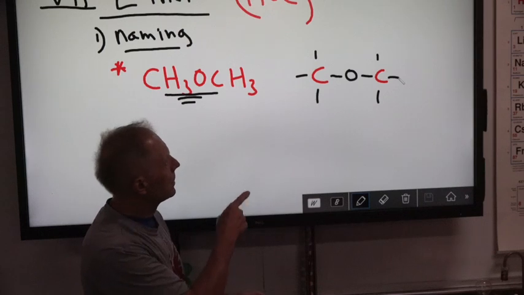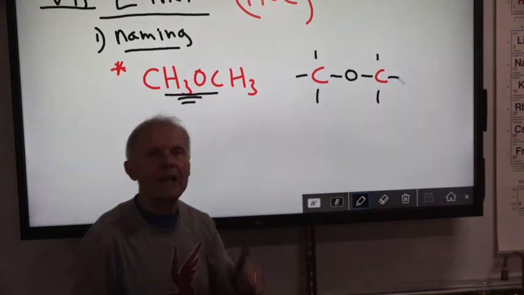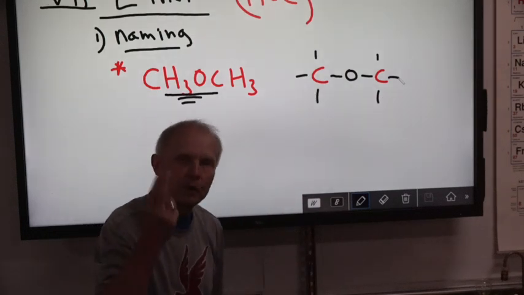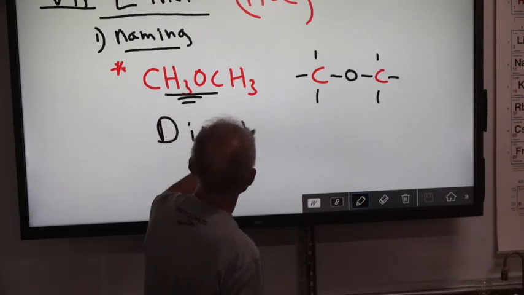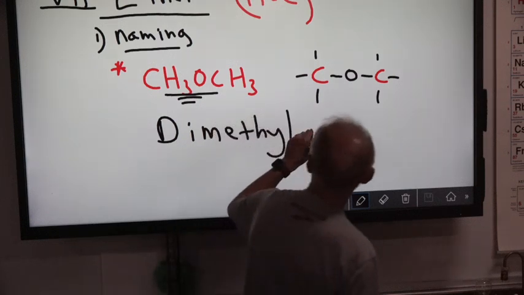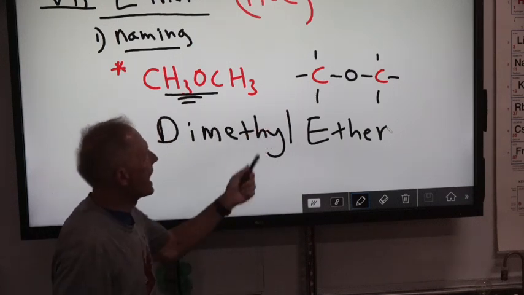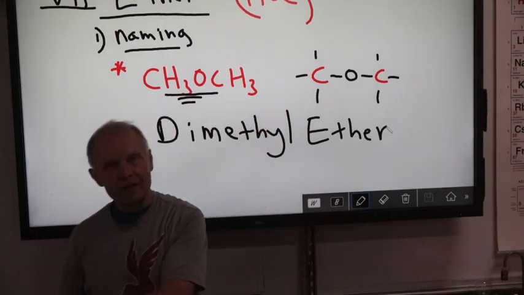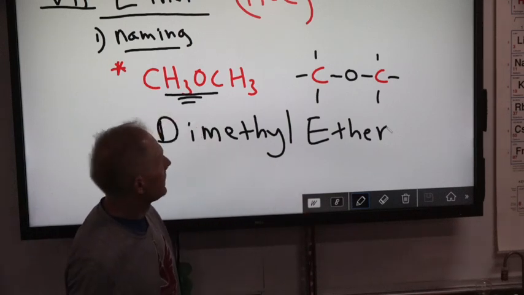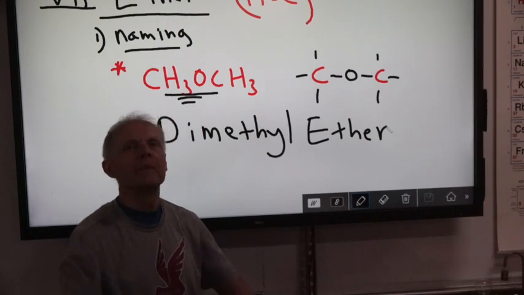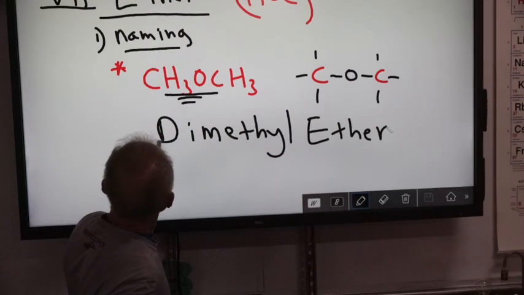So this CH3 is a methyl, and that's a methyl. But you don't say methyl methyl ether. If you have two methyls, it's this. The name of that is dimethyl ether. So you name to the left, and you name to the right, dimethyl ether. Okay? All right, we're gonna do two more, and then I'm gonna give you a background about ethers. All right, so that was the first one.